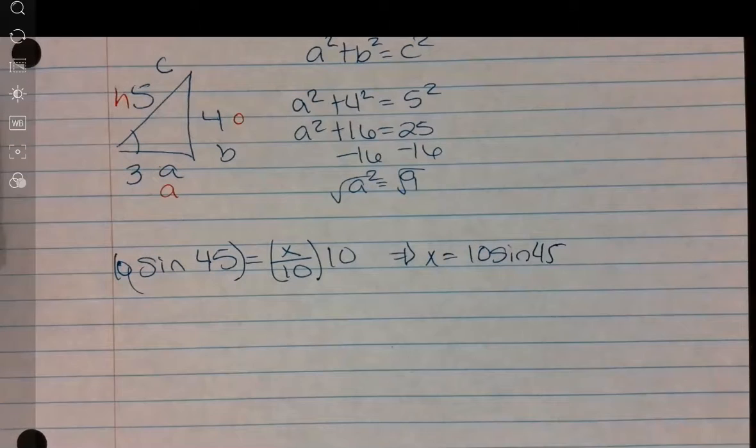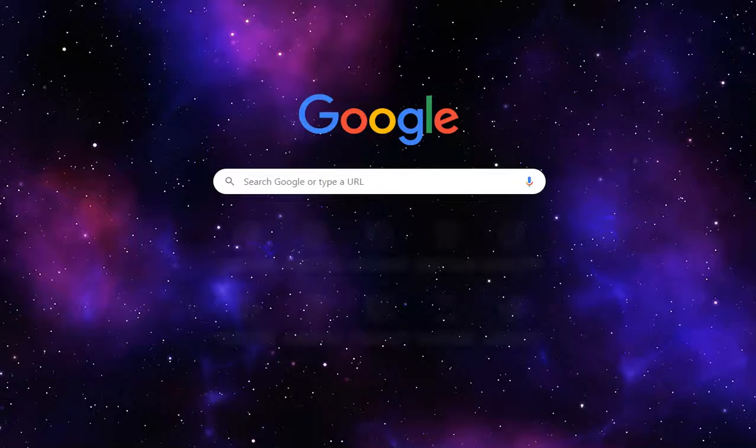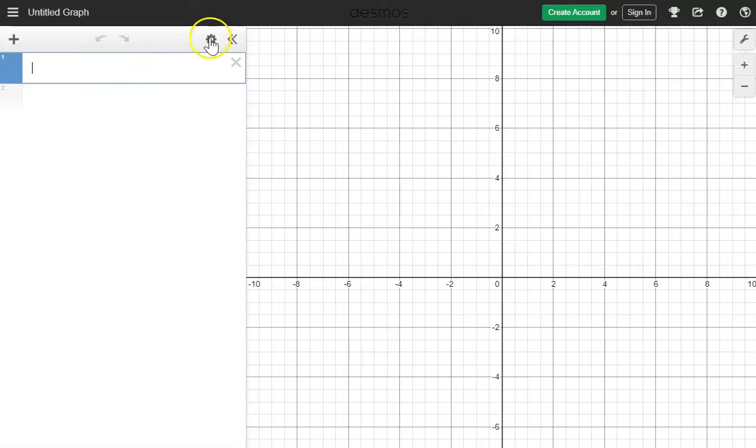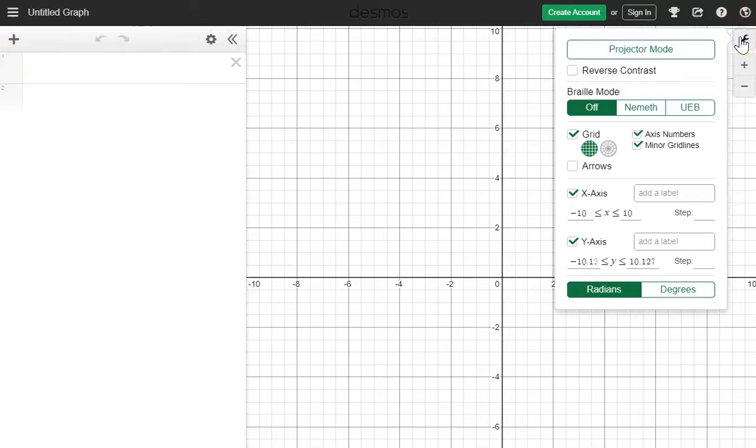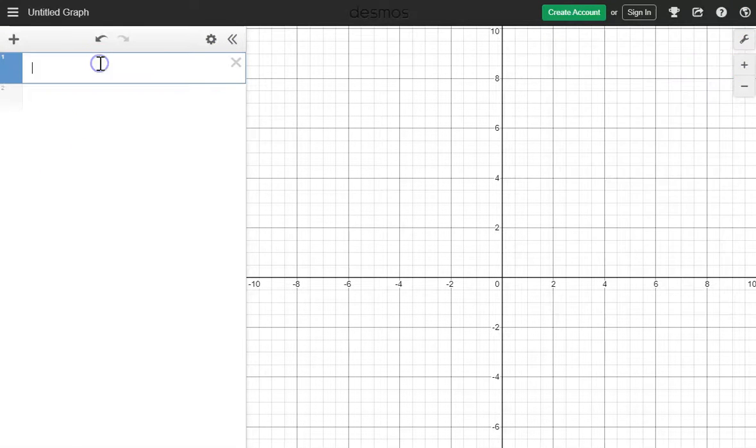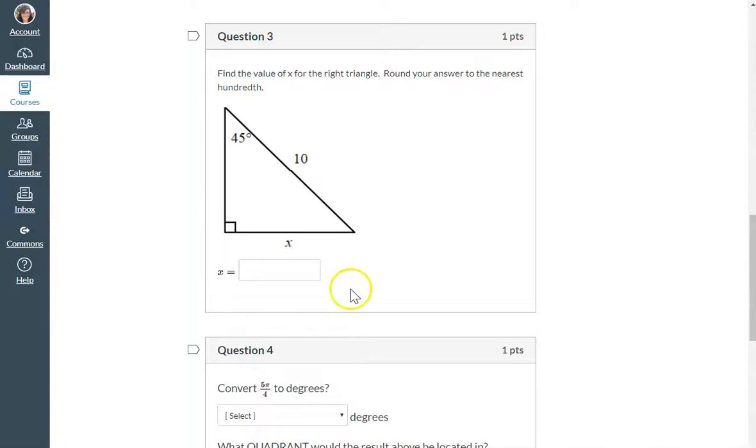And then I want to go to Desmos if I don't have a graphing calculator. And then, nope. In my wrench, I want to click degrees, and then I type my equation in, sine 45, which gives me 7.07. Yeah, 7.07.